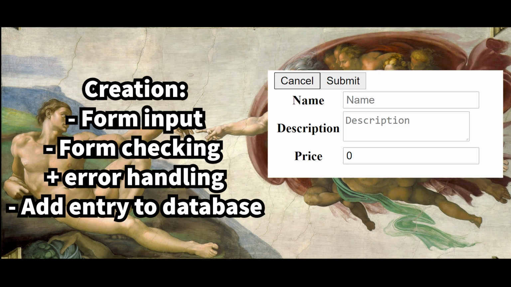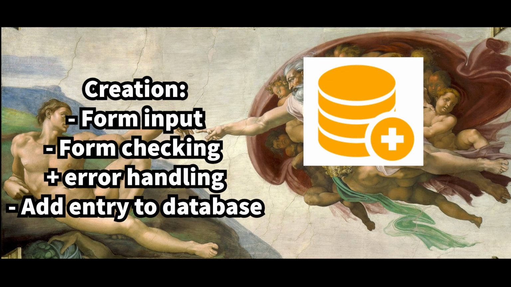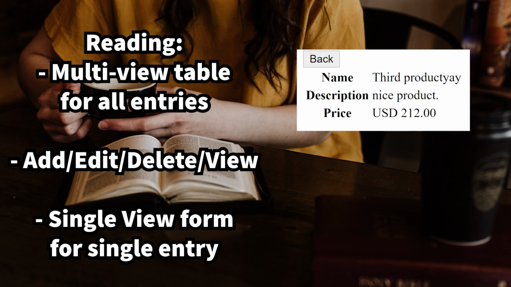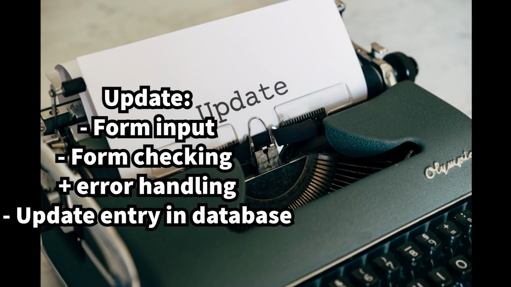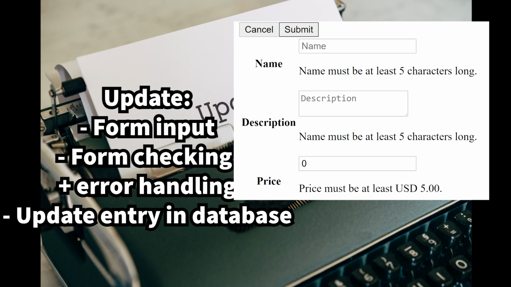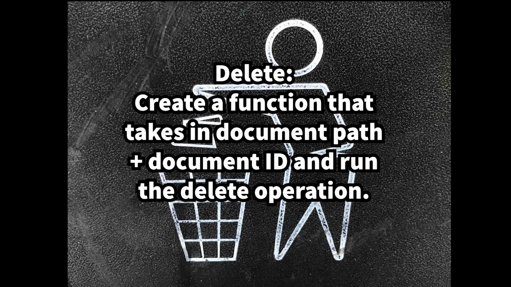What we need are as follows. Creation. We need a form for user input. We need to check if the user input fit our criteria, and then we need to submit it to the database. Reading. We need a multi-view table to view all of the entries, and also a single view form for a single entry. Update. It is the same as creating, except we are updating the values to an already existing entry. Delete. It is just an operation of deleting by specifying the path and document ID.